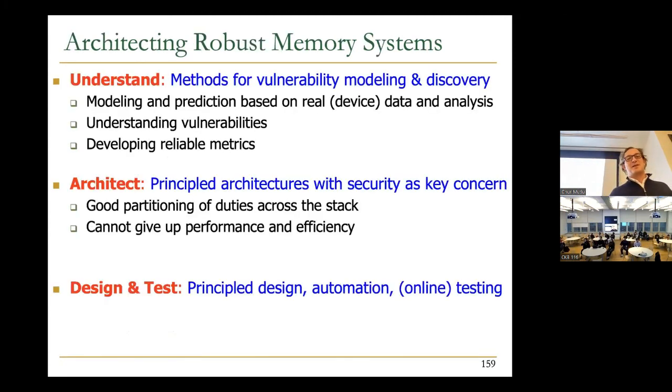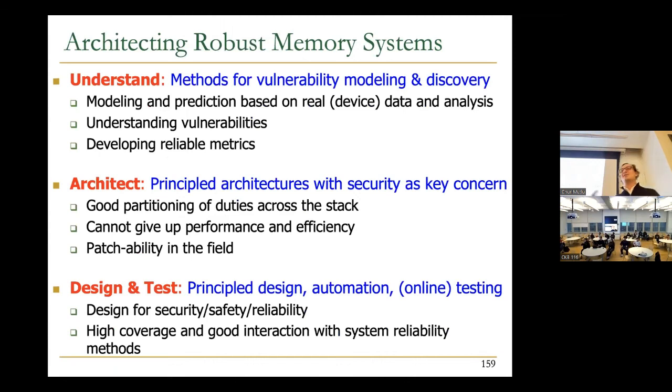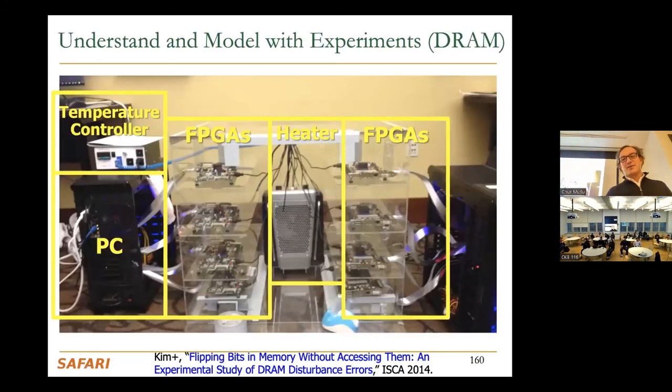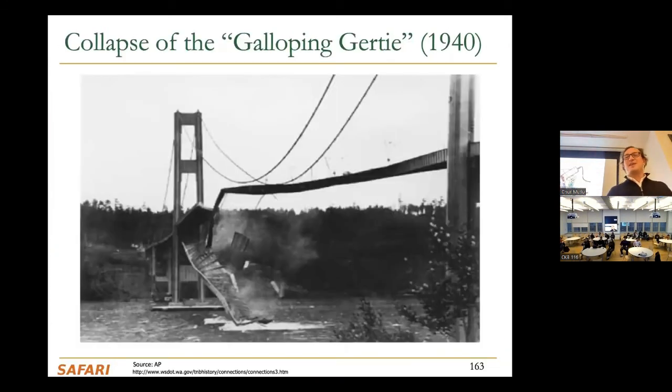Okay, I'm going to skip this one, but basically, I think I already mentioned that we need to understand more, we need to architect better, we need to do better design and tests, especially online. That's why we've been building this infrastructure, and we'd be happy to help anyone. Now, let me get back to these bridges. I like these bridges. So this is a bit flip, critical infrastructure. Human beings have been designing bridges for thousands of years, right?